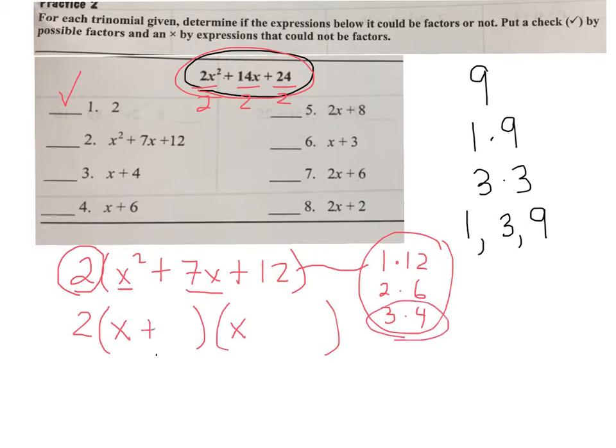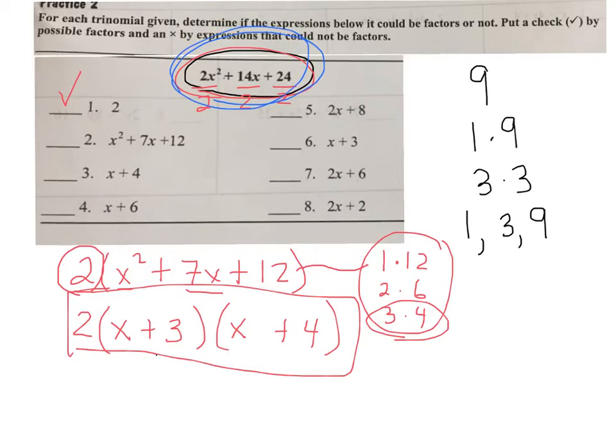So I'm going to go plus 3 and plus 4. The reason I did that is positive 3 and positive 4 add up to be positive 7. And positive 3 times positive 4 gives me positive 12, doesn't it? It does. And so this is the completely factored form. And so my factors of the original problem, here's the original problem. My factors of it are 2, x plus 3, and x plus 4. Right, Avery? And so I checked 2, didn't I? Also, x squared plus 7x plus 12 is a factor.